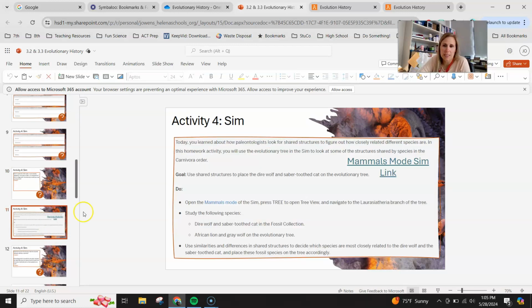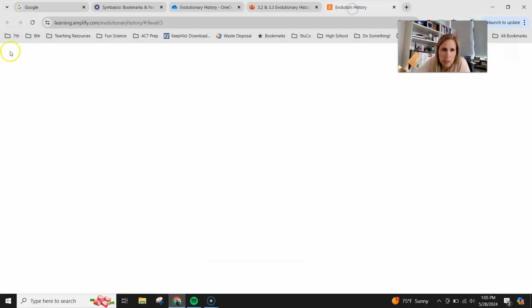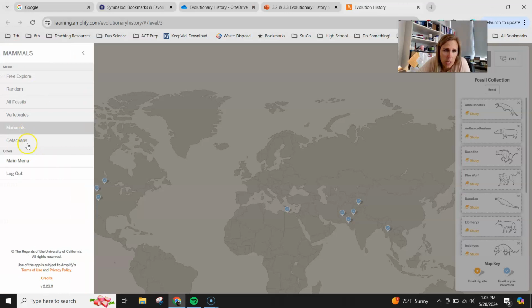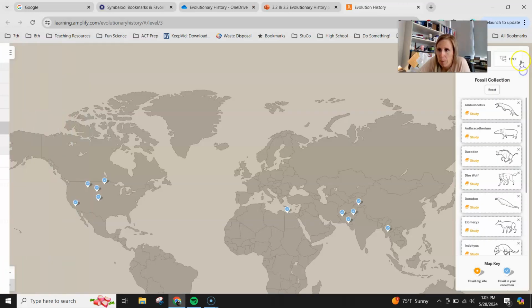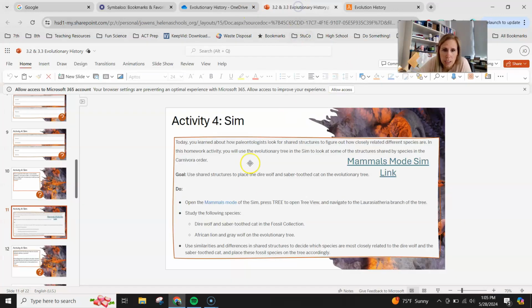Okay, then you guys are going to do the exact same thing, but this time you guys are going to go in the mammals mode. So again, when you guys open this, you should see that it's already in mammals. Perfect. And then I'm going to go to tree mode just like you guys did. Okay, for this one, you guys are going to use shared structures to place the dire wolf and the saber-toothed cat on the evolutionary tree.